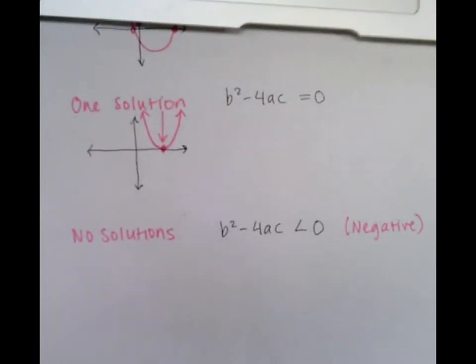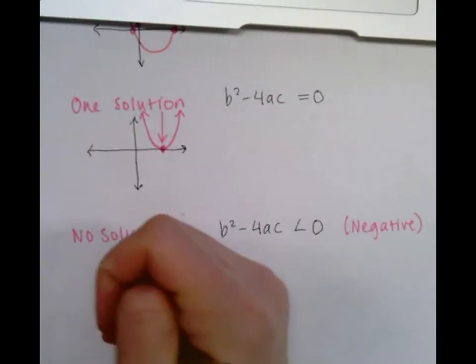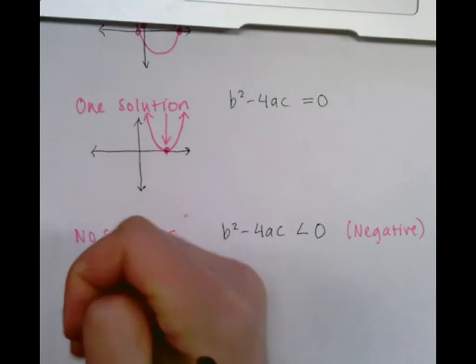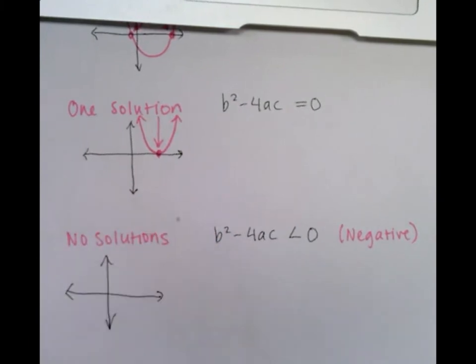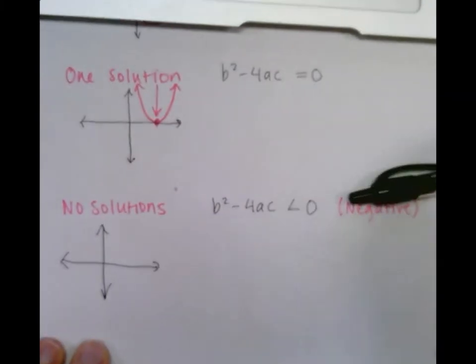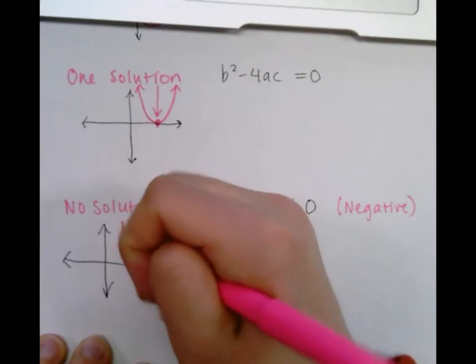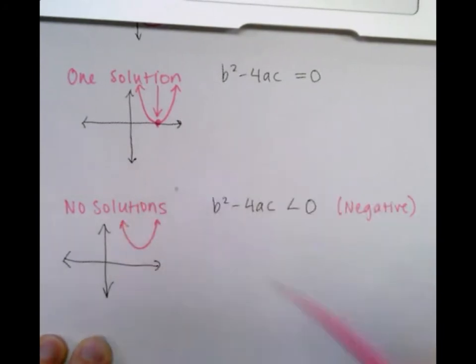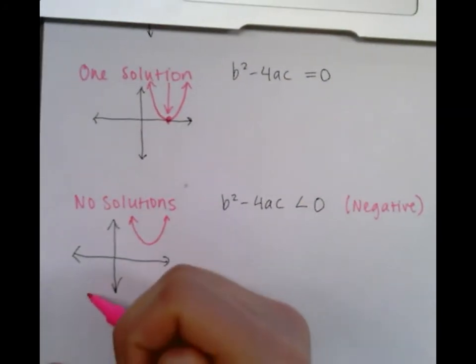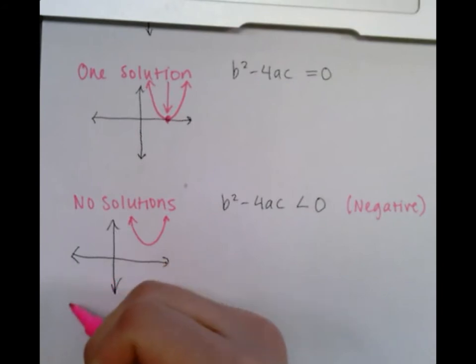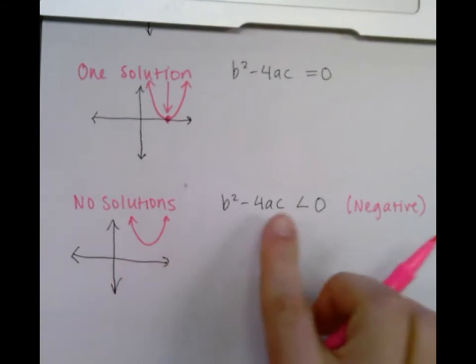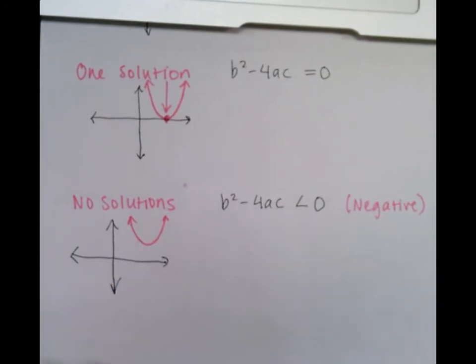So graphically, what this looks like is we don't have any x-intercepts, so we have to draw a quadratic that doesn't touch the x-axis at all. It could open up above the x-axis, or it could open down below the x-axis. Either way, the value is negative, we have no solutions.